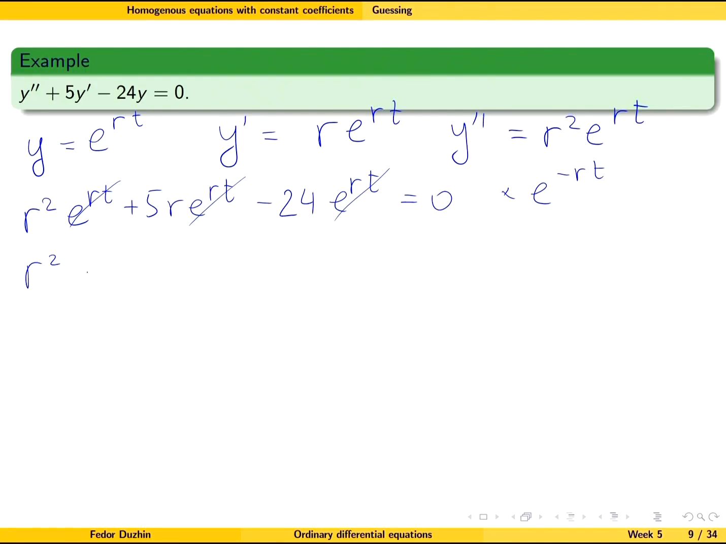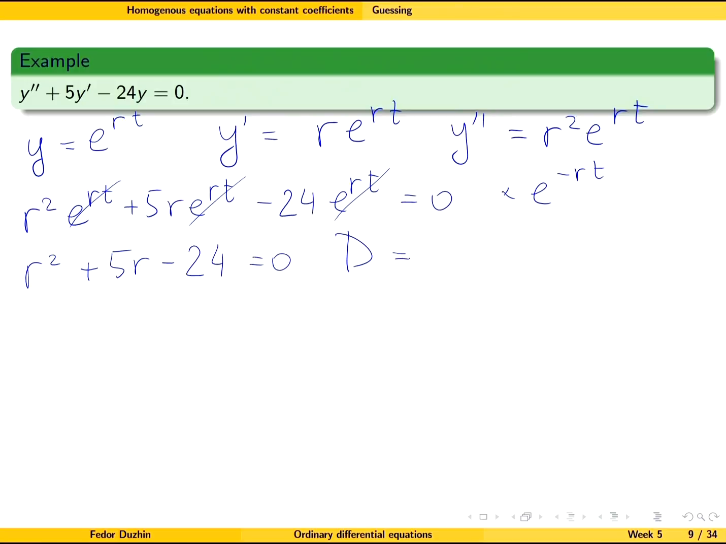So we get r squared plus 5r minus 24 is 0. So in other words, what we see is that a function in the form e to the power rt is a solution of this differential equation if and only if r is a solution of the algebraic equation r squared plus 5r minus 24 equals 0. But then this is just a quadratic equation from secondary school that you can learn.